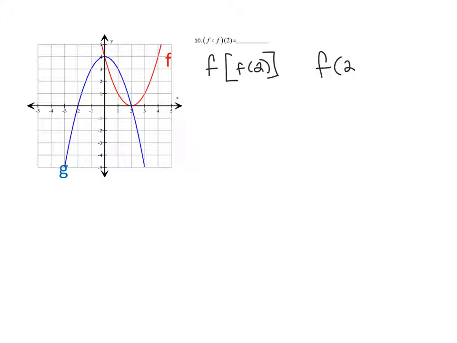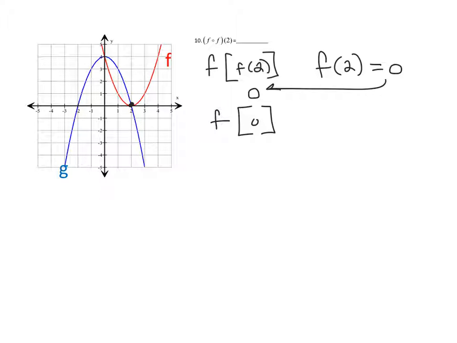Using our graph, our x value is 2, and f is represented by the red graph. So when x equals 2, y equals 0, right there at the point. So f of 2 equals 0. Okay, so we got 0. I'm going to replace it right there. So here we go again. We're going to now find f of 0.